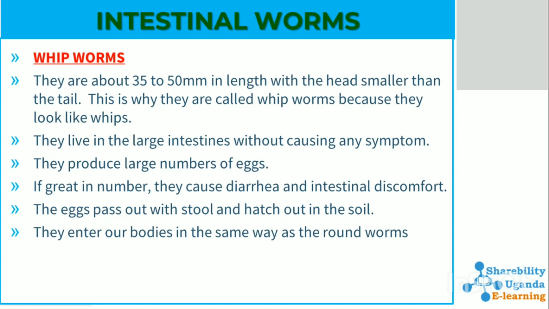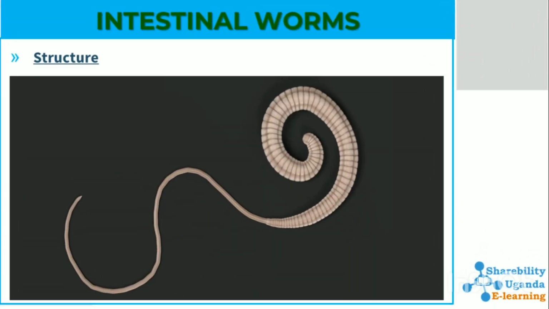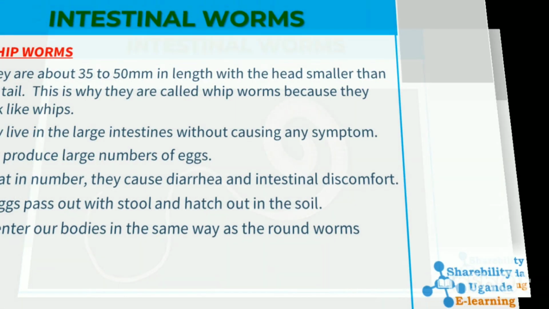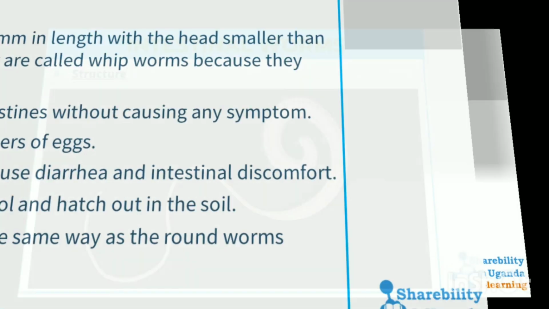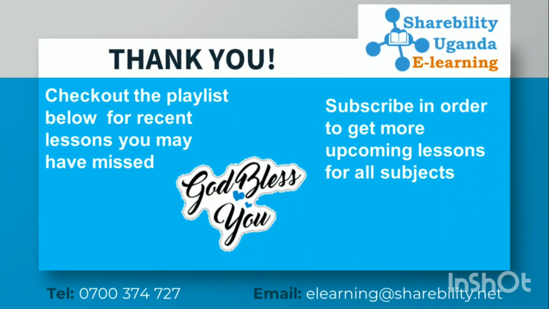They enter our bodies in the same way as the roundworms enter our bodies, when we walk barefooted on the ground. You understand? So they enter through our skin, just like the roundworms. This is how whipworms look. This is the physical appearance of whipworms. So that has been about intestinal worms or parasites.